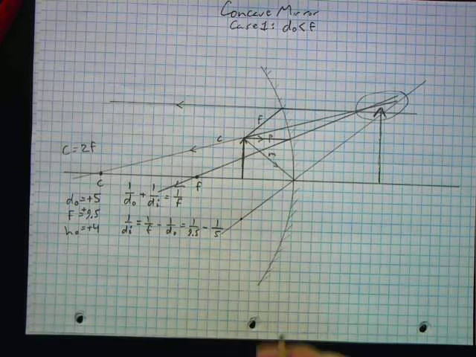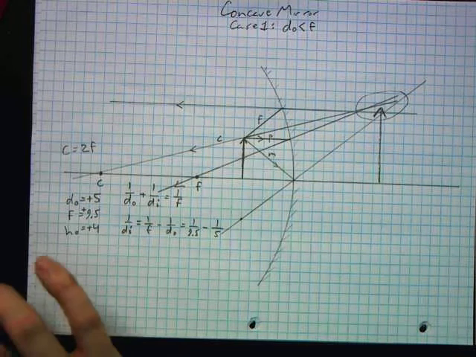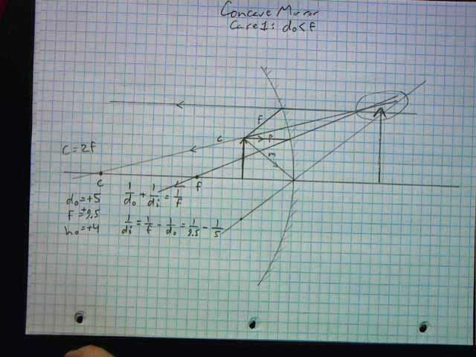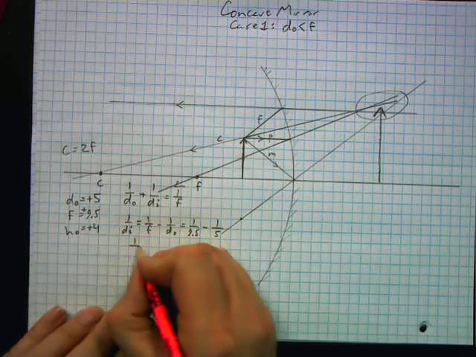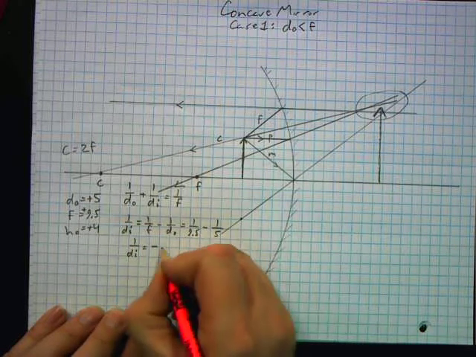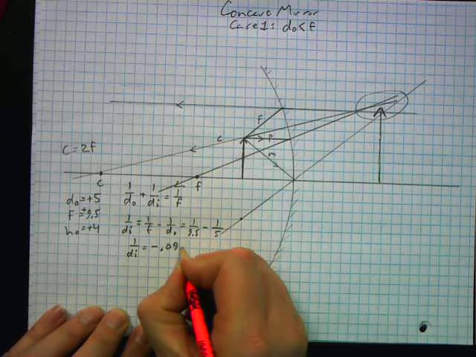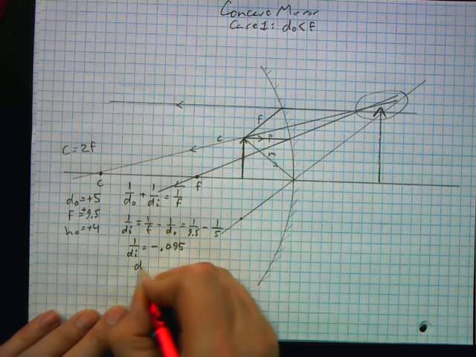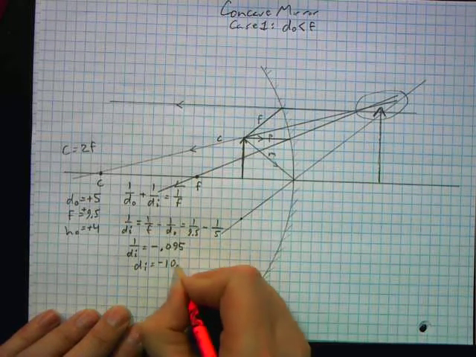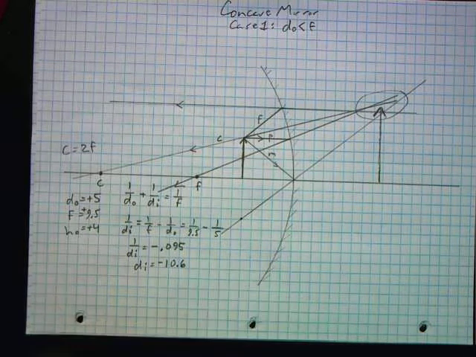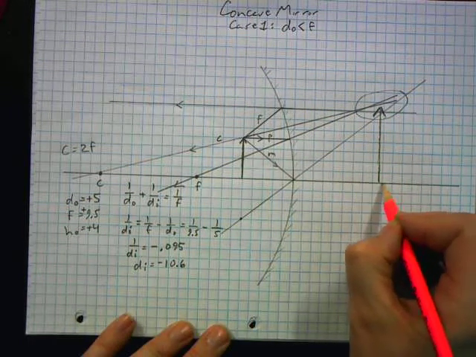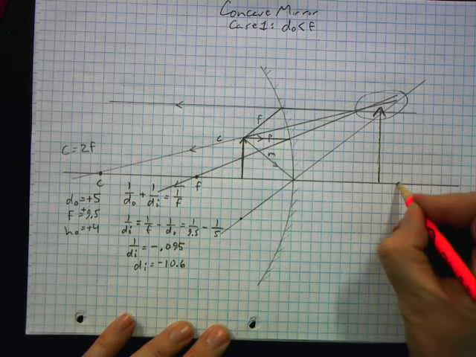Okay, now I grab a calculator, and I put in 9.5, find the inverse of it, and from that I subtract off the inverse of 5, or I just know that in my head and subtract off 0.2, and we end up with 1 over the distance to my image is equal to negative 0.095. Okay, I'm going to take the inverse of that. And I get that the distance to my image should be negative, in other words, on the virtual side, 10.6 when I round it off. 1, 2, 3, 4, 5, 6, 7, 8, 9, 10.6. It should be here.